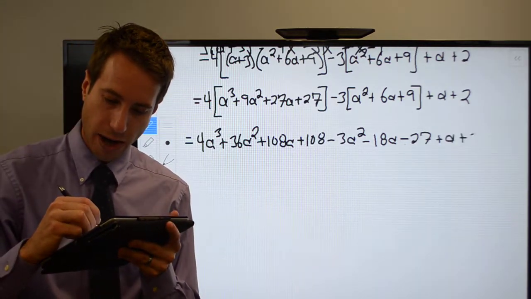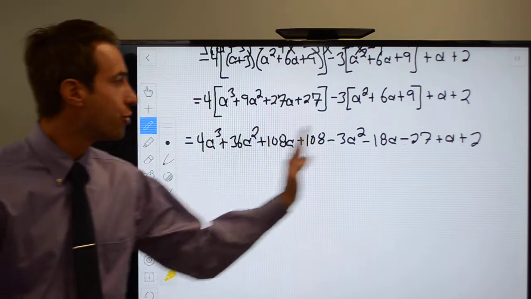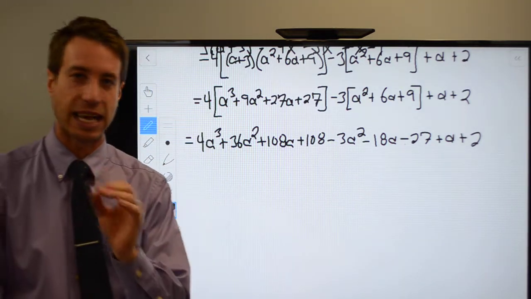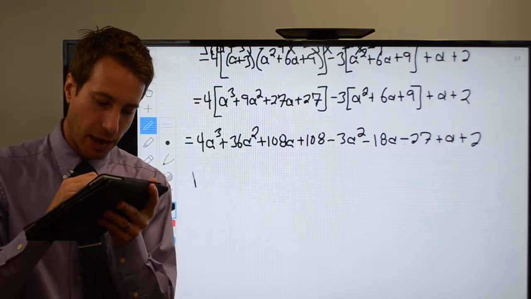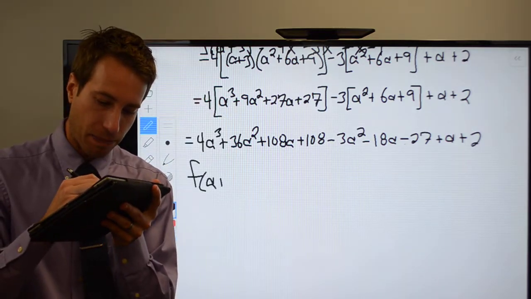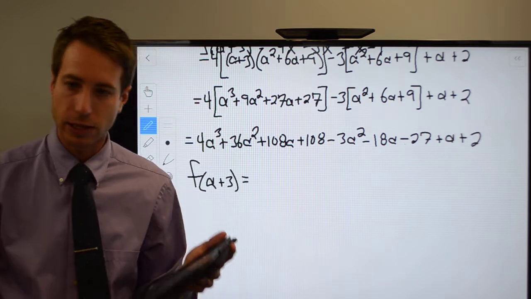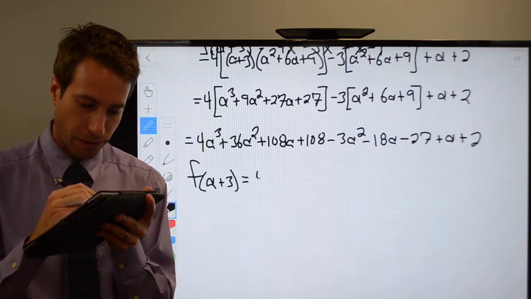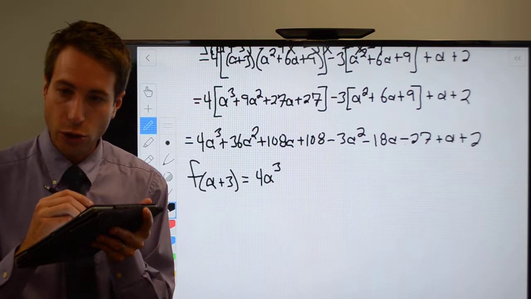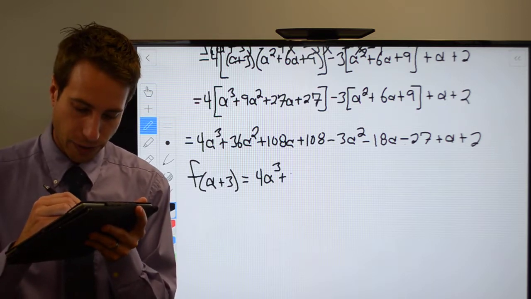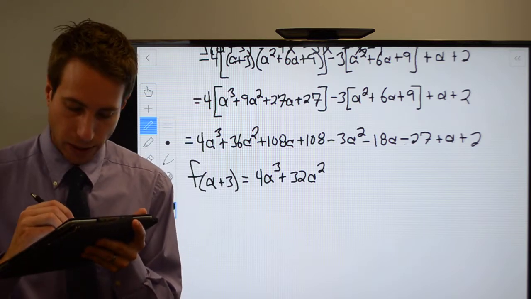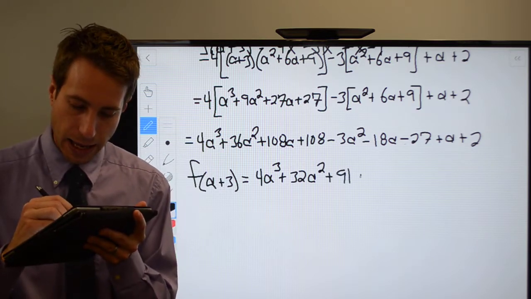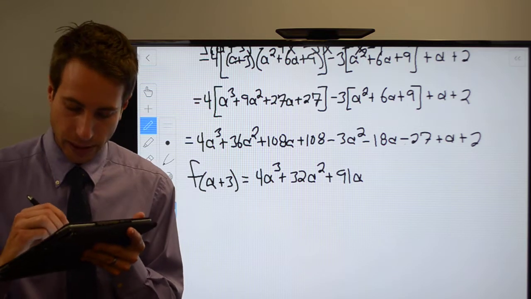All right, guys, what you do is you run through this, combine like terms. Again, because there are so many, make sure you cross them off once you've used them. And f of a plus 3 is going to be the following result: 4a cubed plus 32a squared plus 91a plus 83.